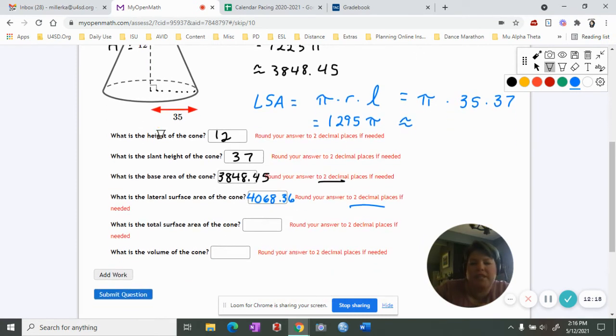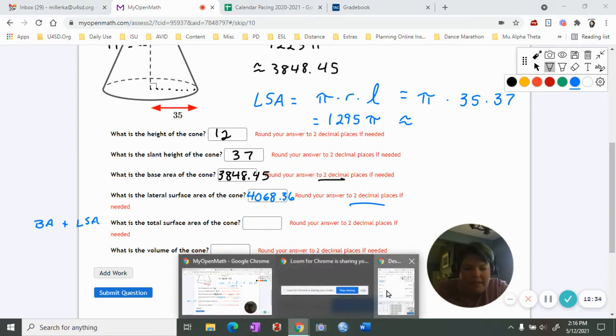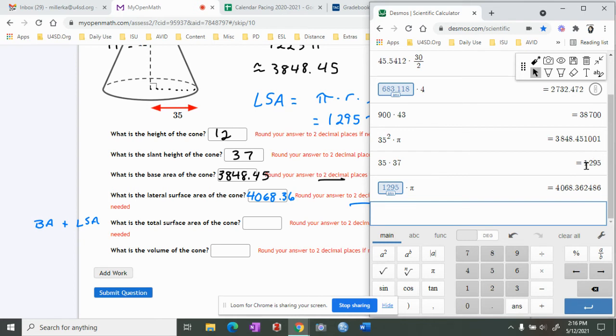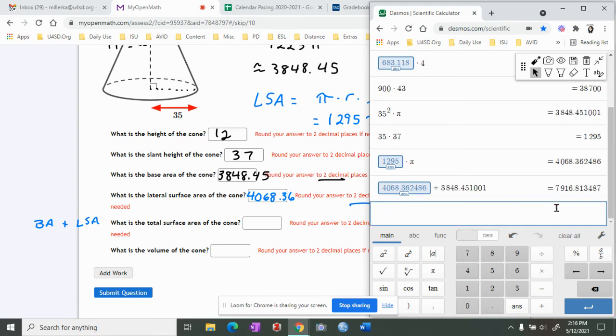Our total surface area, we are going to add those two together. So it is your base area plus the lateral surface area. So if I add those together, I have that up here, so answer plus this. May as well use copy and paste, right? So we get 7,916.81.